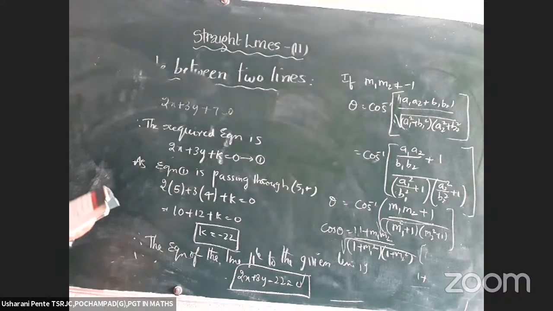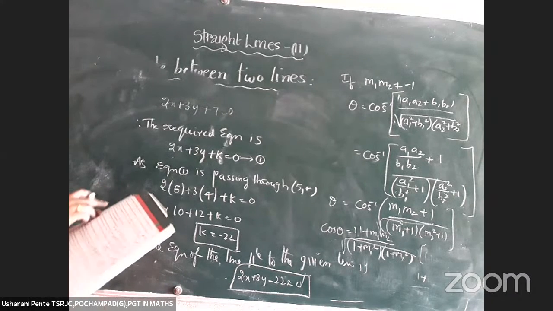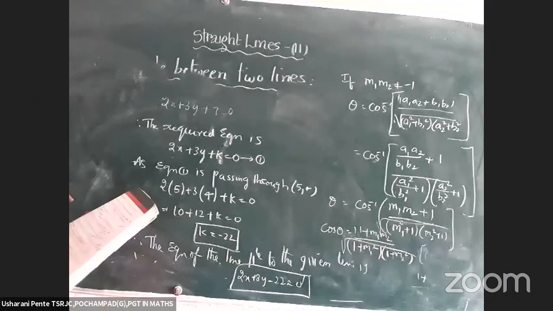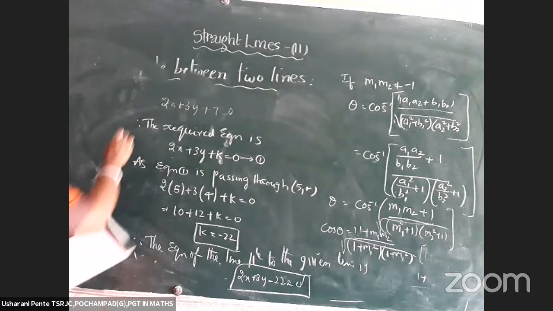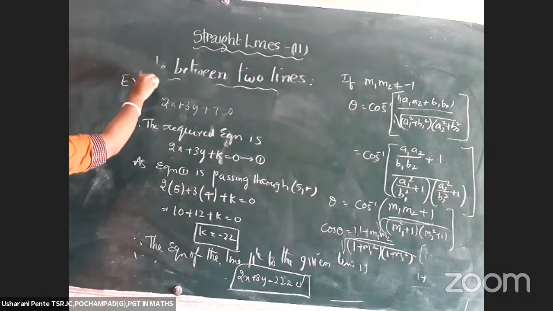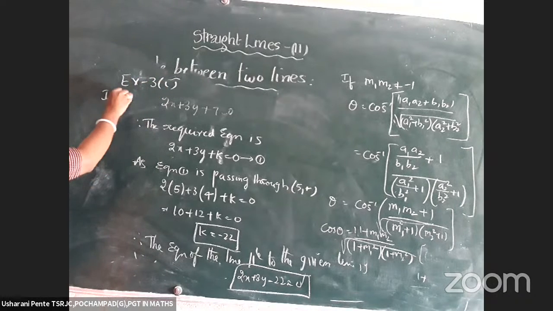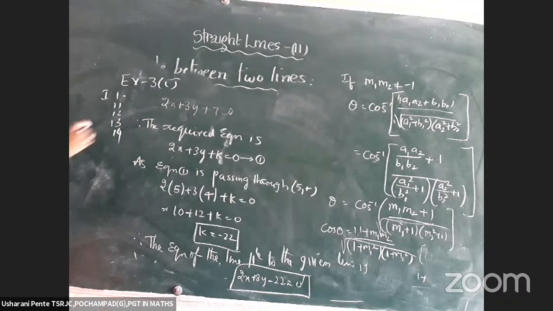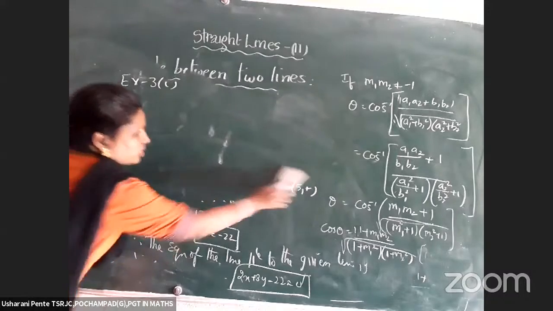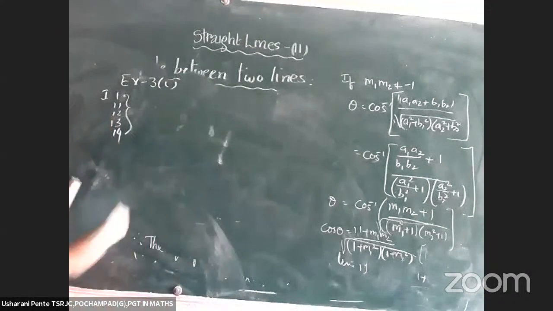For similar kinds of problems, if the line is perpendicular, the 12th, 13th and 14th, you all need to do. That is in exercise 3C, first bit, first one, 11, 12, 13, 14. These are all the problems you need to do as homework. Thank you everyone.